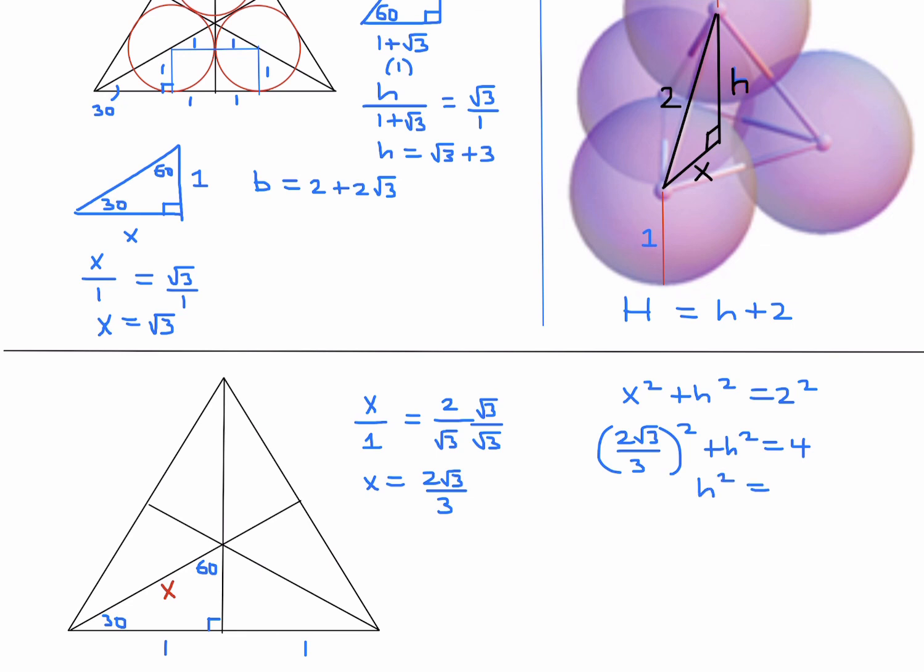H squared would be, what's that? 4 times 3 over 9. So that's 12 over 9. So 4 minus 12 over 9. And that's going to be 36 minus 12, so 24 over 9. And therefore h is equal to, I think I can reduce this, divide top and bottom by 3, 8 over 3. So h is root 8 over root 3.